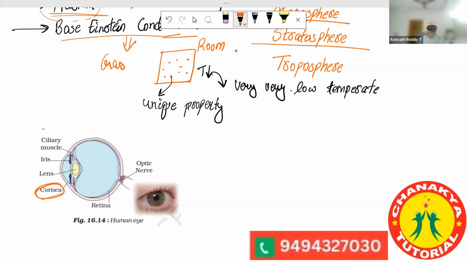Sir, I wrote the functions of the parts of the eye. Okay, you wrote those functions where? In the test? No, sir, in the notebook. You told us to write the definitions. I wrote from GPT, sir.